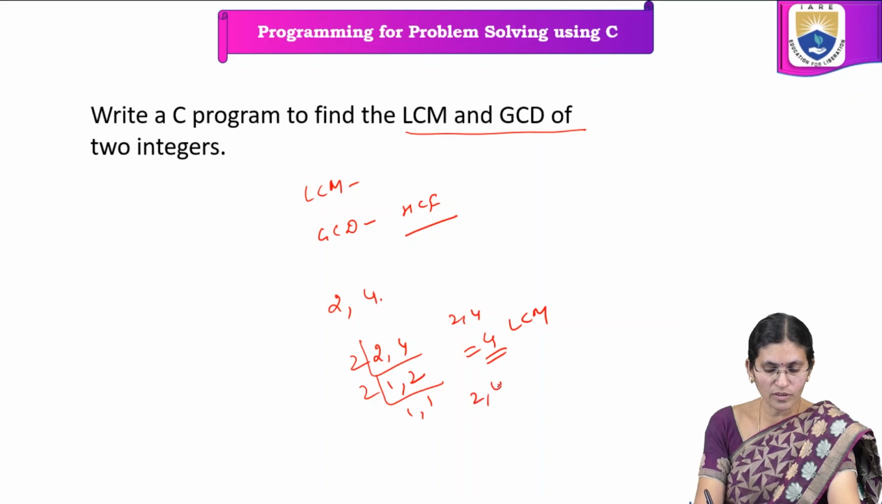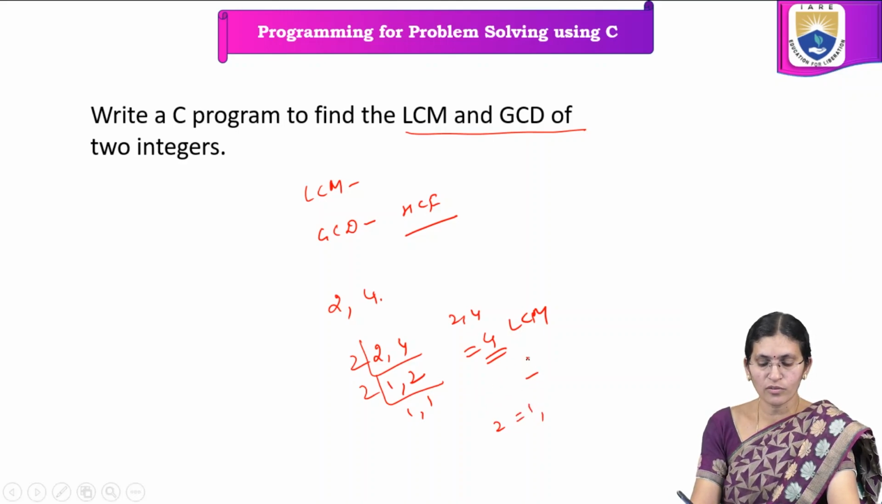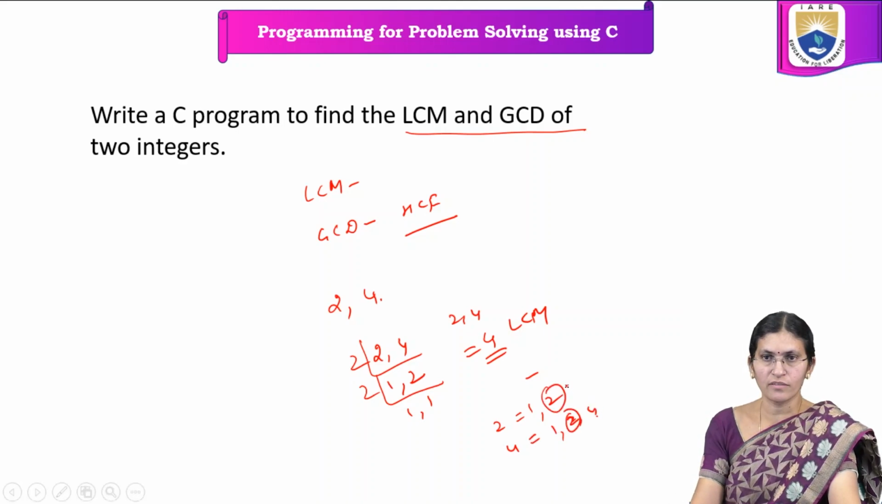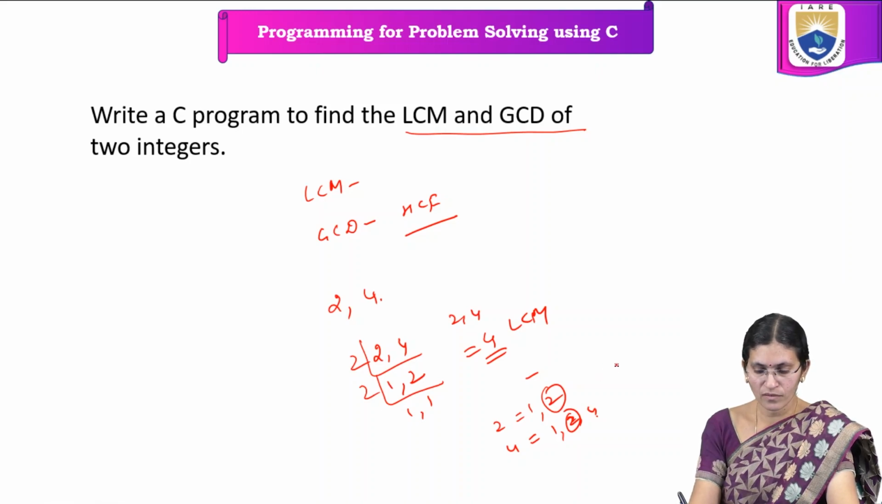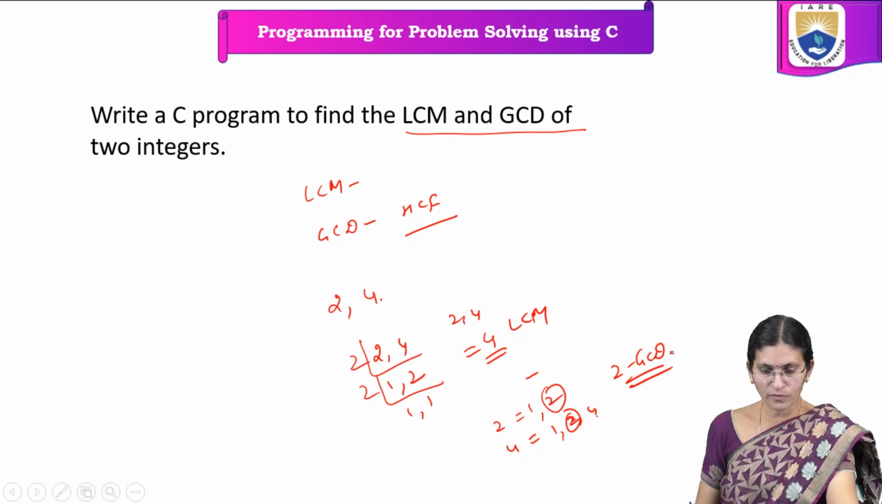In order to find the GCD, we need to find the common factors. The factors of 2 are 1 and 2, and the factors of 4 are 1, 2 and 4. So the highest common factor is 2 here, so 2 is the GCD. In this way we can write the program to find the LCM and GCD of two numbers.